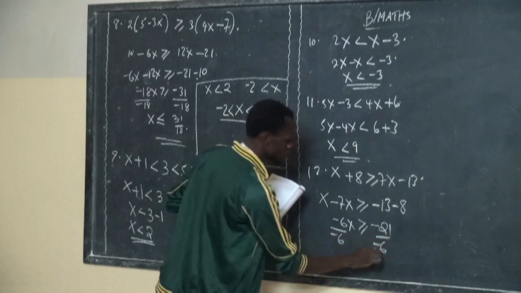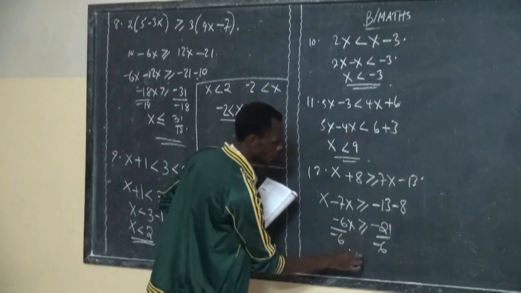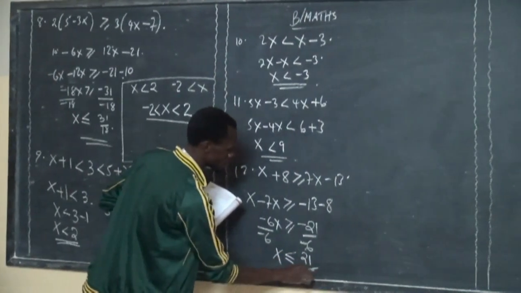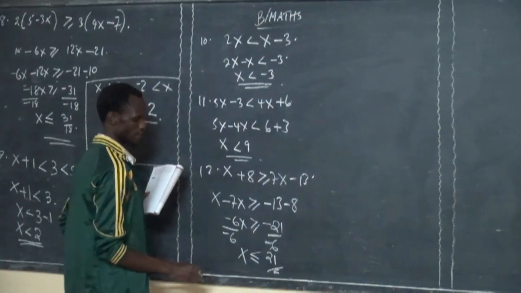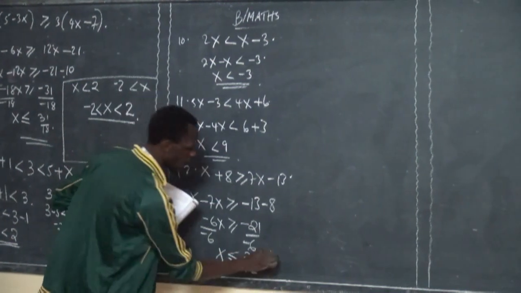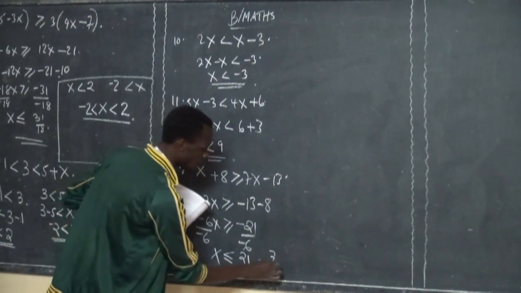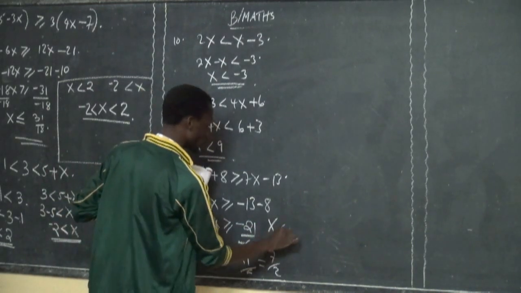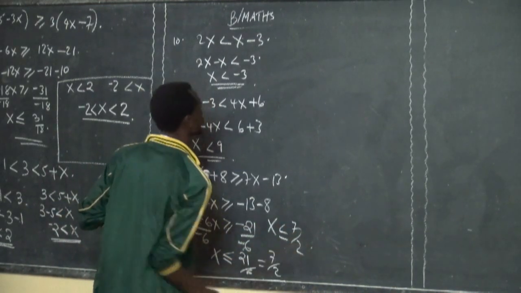We divide by negative 6. Now, this sign will change and becomes less or equal to what? 21 over 6. Now we can simplify. 21 over 6 by 3 here, 7. By 3 here, 2. Now x is less or equal to 7 over 2.